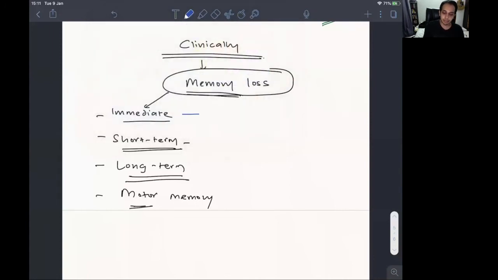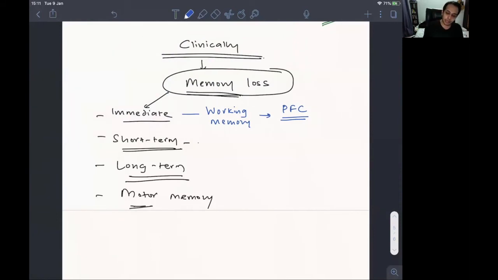So immediate memory is also known as working memory. And this is in the prefrontal cortex. So working memory, you can imagine as your RAM in a computer. The RAM is the part of the computer that handles all the software applications that are open right then. So the more RAM, the more applications you can keep open at once. If your RAM is less, then your computer might crash.